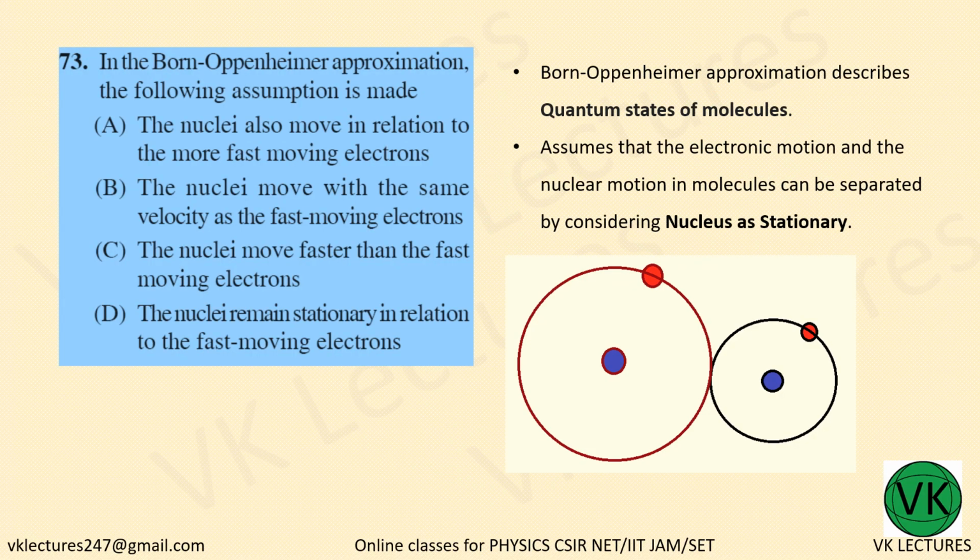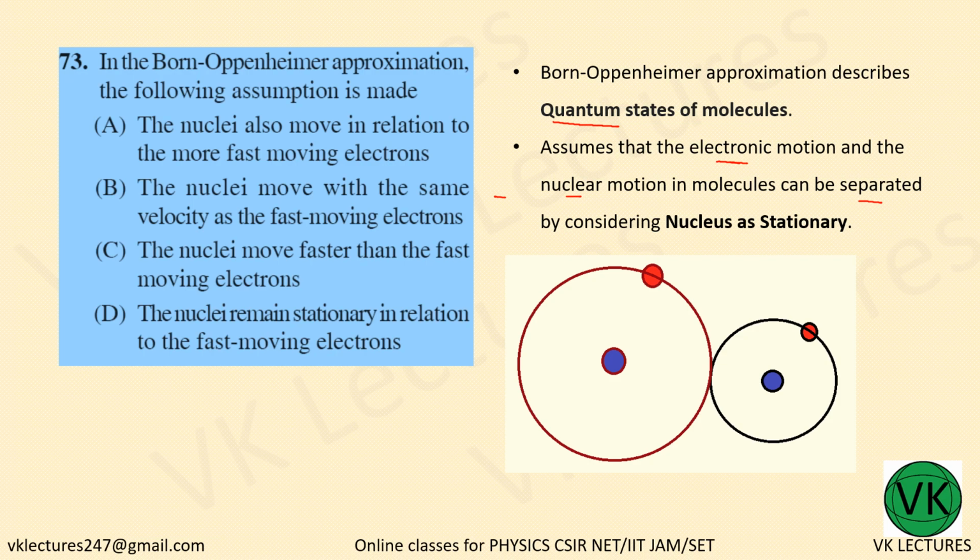Question number 73. In Born-Oppenheimer approximation, the following assumption is made. Now, what is this Born-Oppenheimer approximation? This Born-Oppenheimer approximation is used to describe the quantum state of the molecule. To describe the quantum state, we have to assume that the electronic motion and the nuclear motion have to be separated.